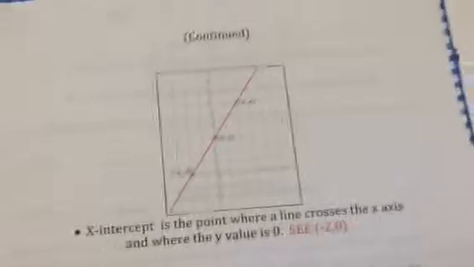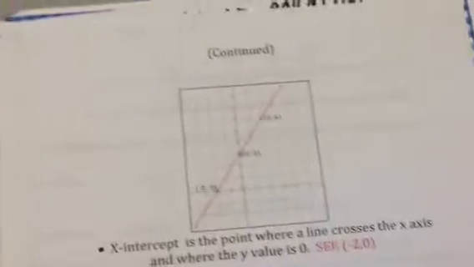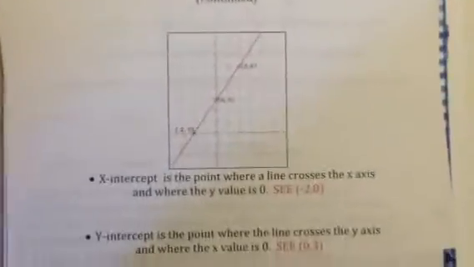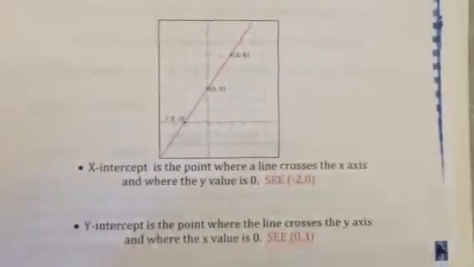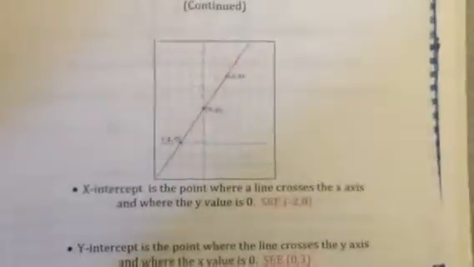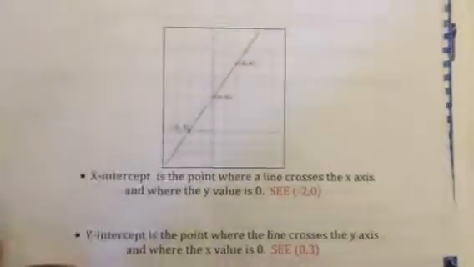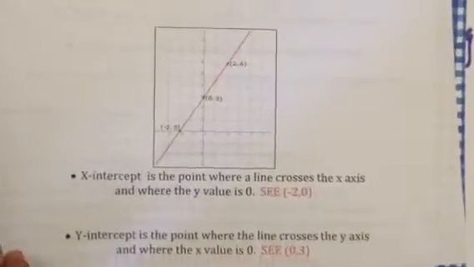The x-intercept is the point where a line crosses the x-axis and where the y value is 0. See -2, 0. The y-intercept is the point where the line crosses the y-axis and where the x value is 0. See 0, 3.